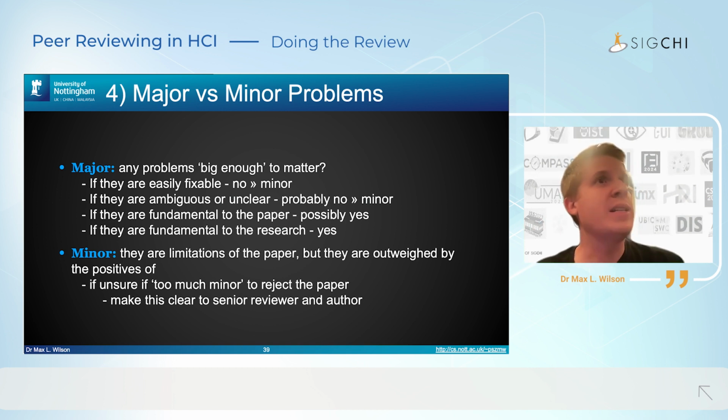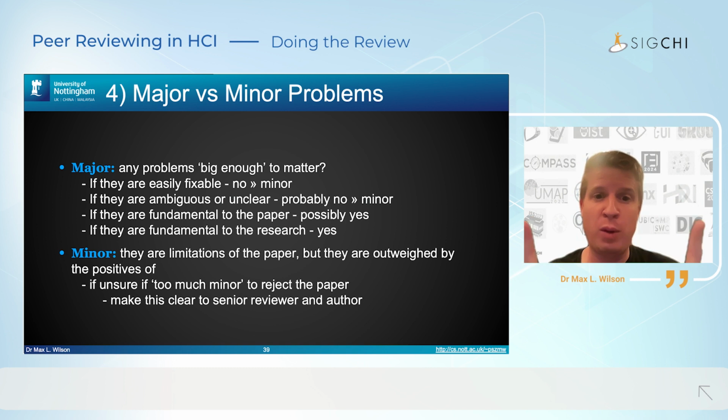So we once had a review that came in and it was 20 bullet points, some of which were like, the caption on that figure doesn't make sense. And then the outcome was reject. I was like, okay, which of those 20 bullet points was big? Which of those bullet points mattered? Which of those bullet points made them decide reject? And I need to be able to understand that as a senior reviewer.